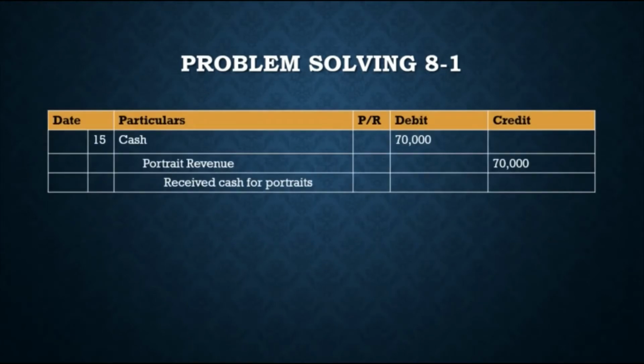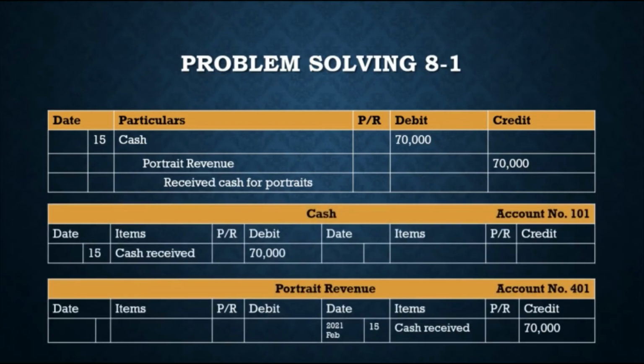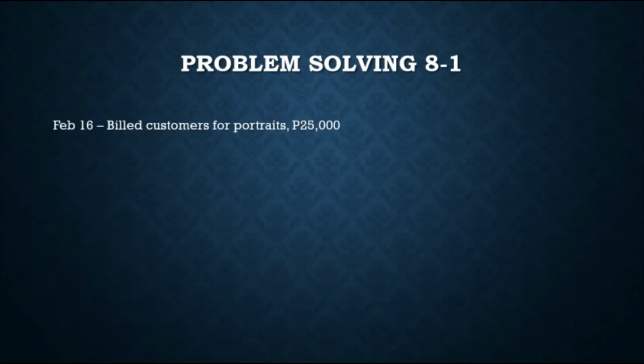So ang ating journal entry noong February 15 para sa transaction na ito ay debit cash 70,000 and credit portrait revenue 70,000 dahil nakareceive tayo ng cash for the portraits. So kapag pinost natin to sa general ledger, ito ay under account number 101 at 401 respectively. So next naman is no February 16. Billed customers for portraits amounting to 25,000.